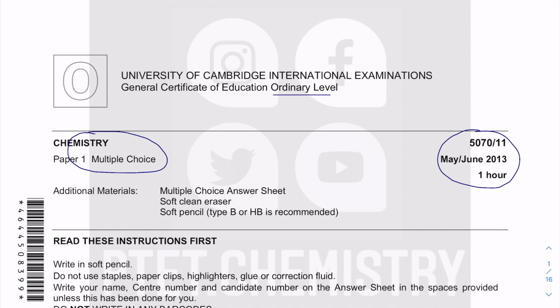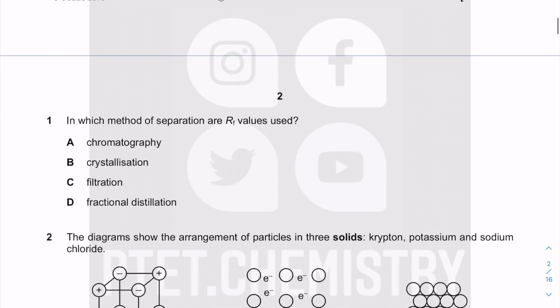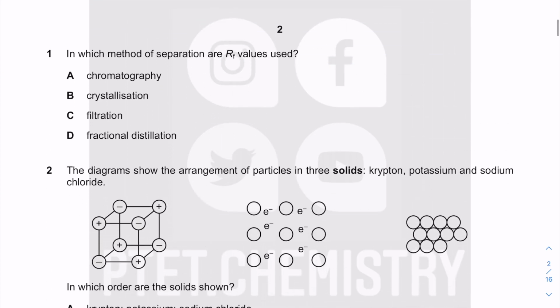Even though it's a 1 hour paper, usually I would take slightly longer than 1 hour because I'm doing this by thinking out loud, and in a way I am kind of talking non-stop as well.